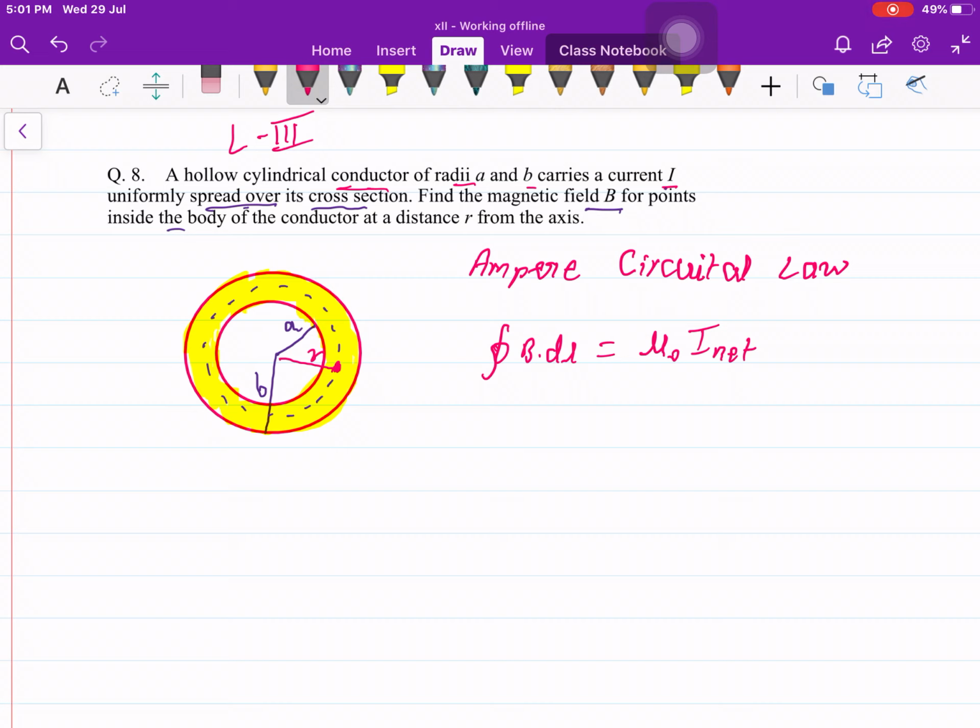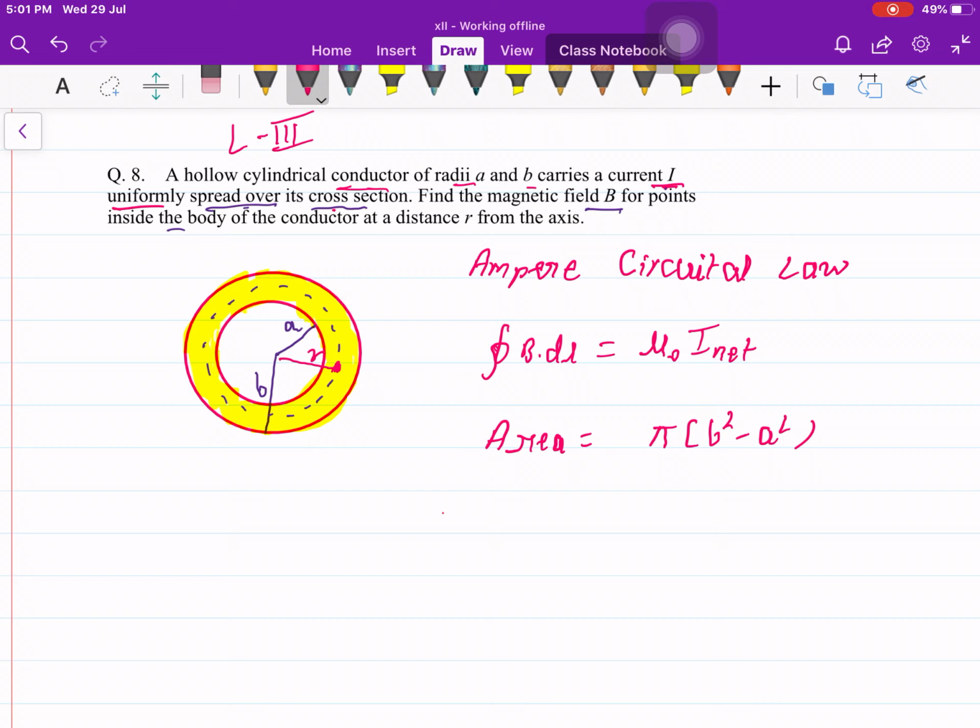Now see, according to this question, it is already given that current I is uniformly spread over its cross section, means the yellow shade is having current. The current is uniformly distributed. So what is the area of the shell in which current is flowing? That is pi (b square minus a square). This is the region which is having the current.